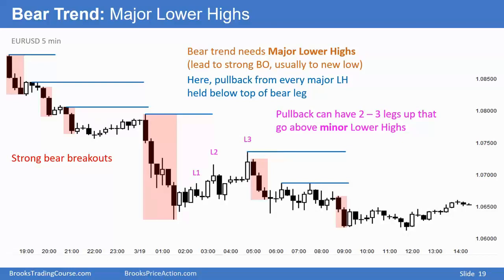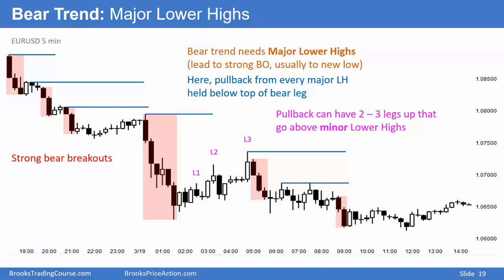Pullback sometimes can have 2, 3, 4 legs. So we've got 1 leg, a low 1, low 2, and then a low 3. So this is a low 3 and a lower high in a bear trend. You can call it a wedge bear flag, you can call it a wedge lower high, but it's a major lower high. And each one of these pushes up creates a minor lower high.